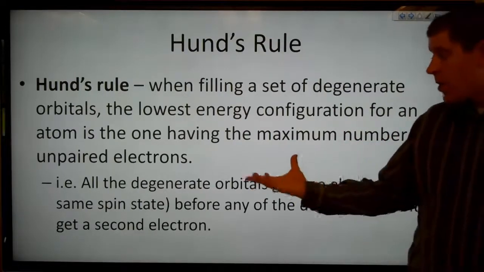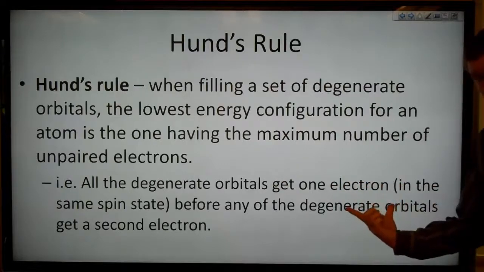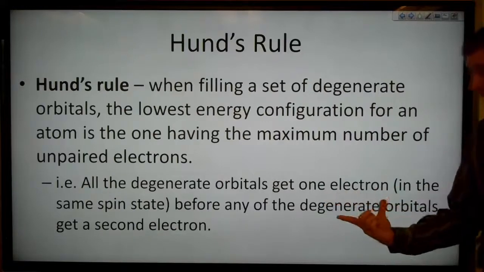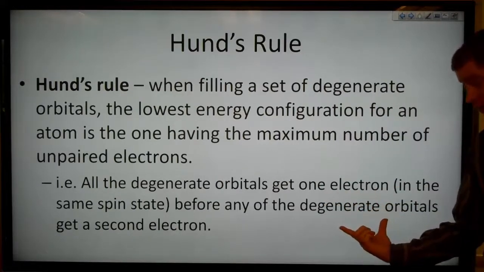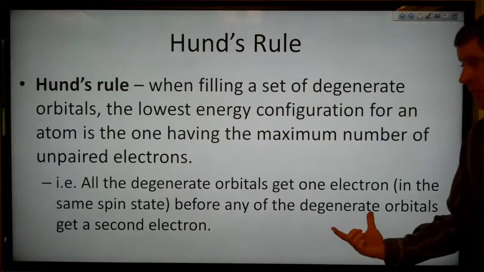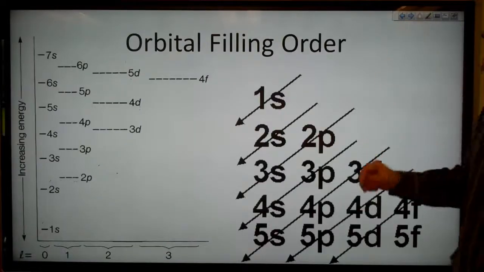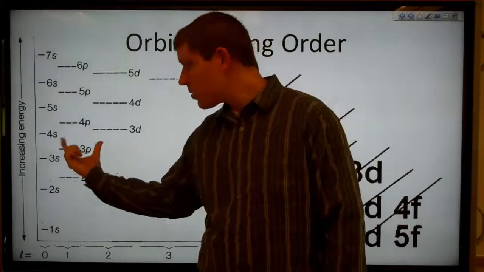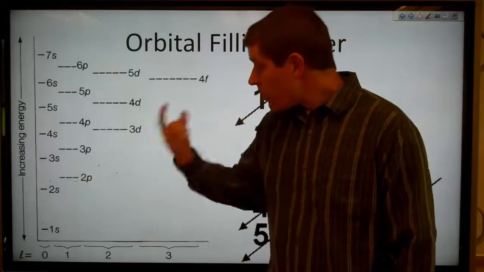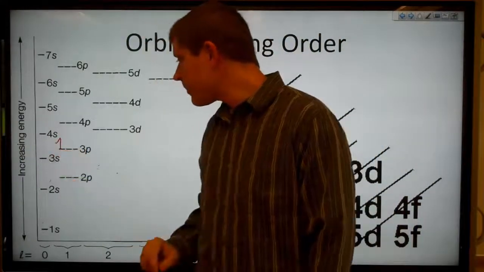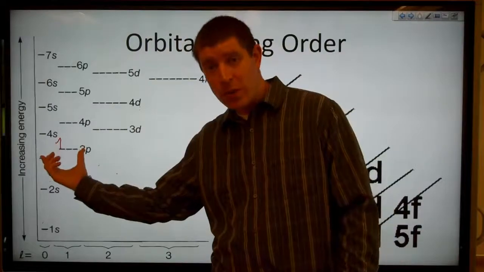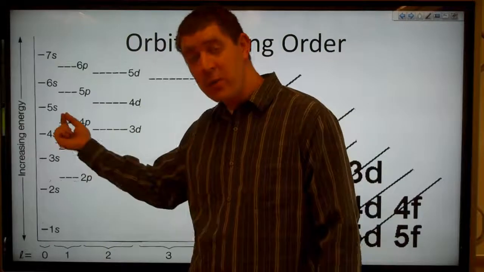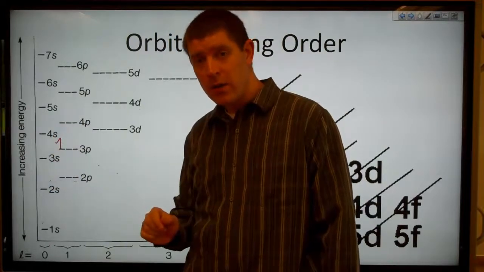What does that mean? That means that all of the degenerate orbitals get one electron in the same spin state. So by convention, we put them all spin up before any of the degenerate orbitals gets a second electron. So when we go to fill in a set, let's fill in, say, the 3p. So when we put one electron in, we're going to put it in that first one. Again, it doesn't really matter which orbital we put it in, just by convention we put it in the leftmost one. When we put a second electron in, we're not going to put a spin down in that same orbital.